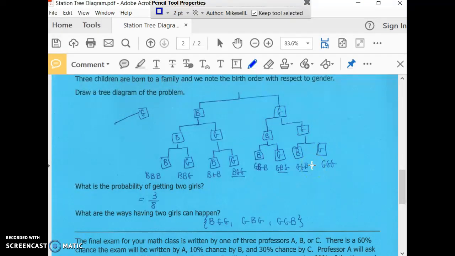So here's the thing. What's the probability of getting 2 girls? I have them underlined right here, right? There's 1, 2, 3. 3 out of 8. So that's the probability. What are the ways for getting them? Boy, girl, girl, girl, boy, girl, or girl, girl, boy.